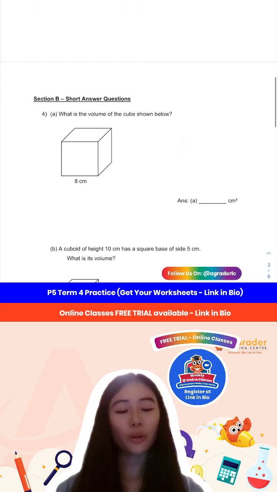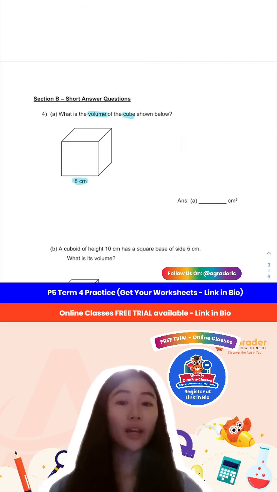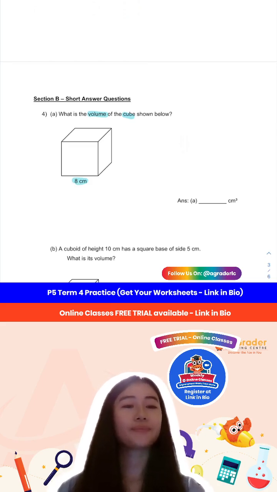What is the volume of this cube as shown below? If you have not done the worksheet beforehand, I'll give you some time to calculate this on the spot. What would the answer be? Okay, IDK says length times breadth times height equals the volume.